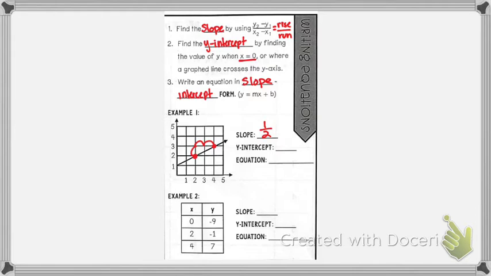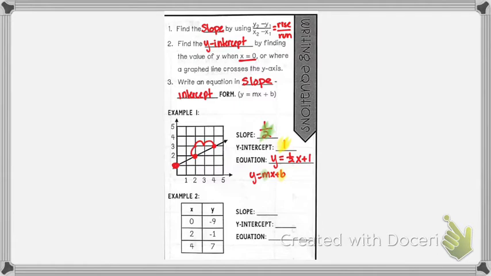The y-intercept is, again, step 2. We find the value when x is 0 or when the line crosses the y-axis. So here we can see it crosses at 1, so the y-intercept is 1. Okay, and together we can write the equation. Remember, it's y = mx + b. So I'm going to replace the m with the slope and the b with my y-intercept. Okay, so my answer is y = 1/2x + 1.